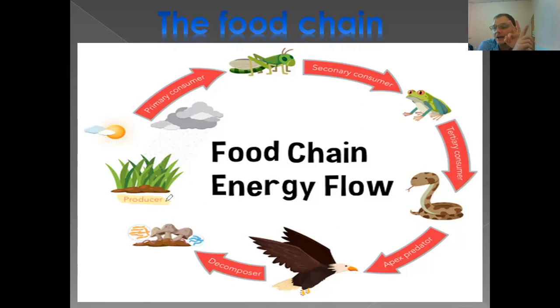But we have 3 types of consumers. We have the primary, meaning number 1. Secondary, meaning number 2. Tertiary, meaning number 3. We use the same words in my country for school.